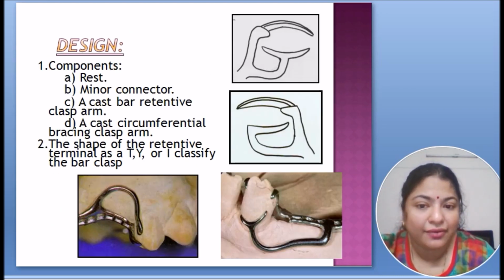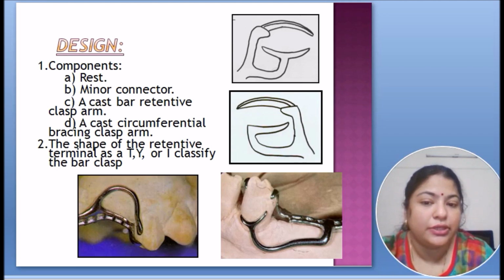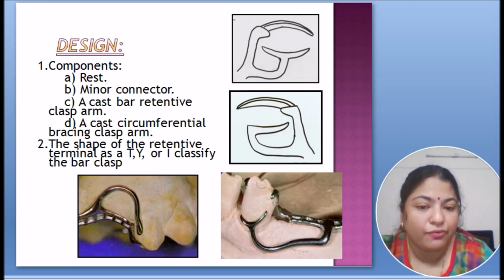So here you have a rest, a minor connector, and a cast bar retentive clasp arm or a cast circumferential bracing clasp arm. The shape of the retentive terminal can be a T, Y or I. The bar clasp can be classified as a T, Y or I.